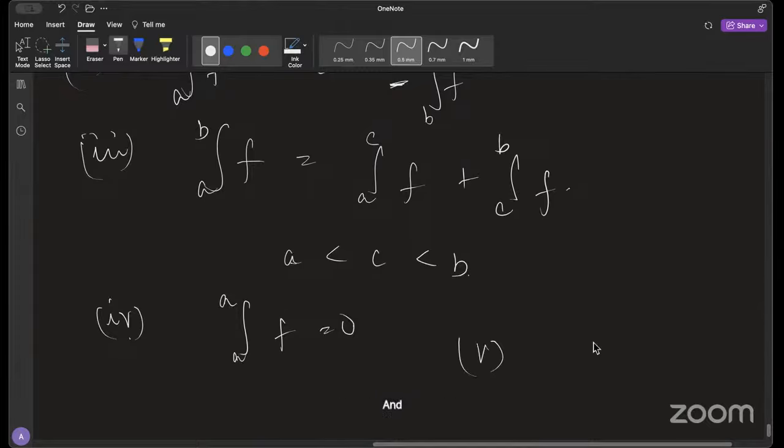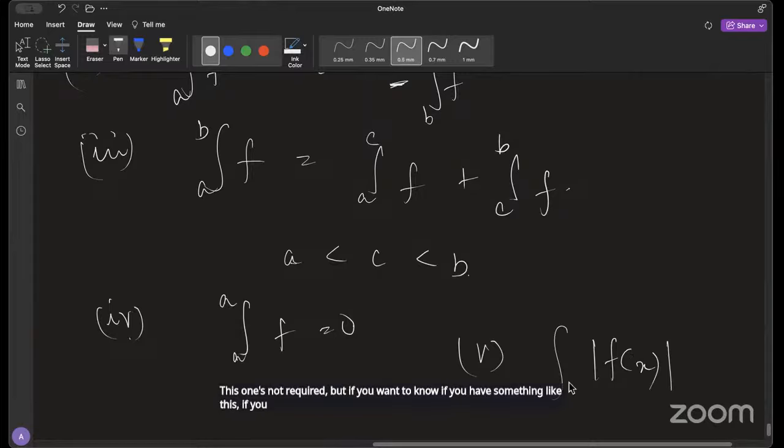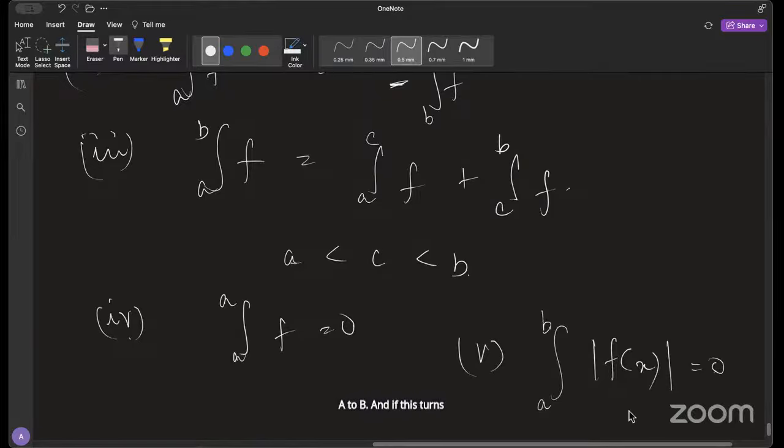And this one's not required, but if you want to know, if you have the integration of some mod function from A to B, and if this turns out to be 0, this means your mod of fx is also 0. This is not required. You don't need to know this thing. Leave this.